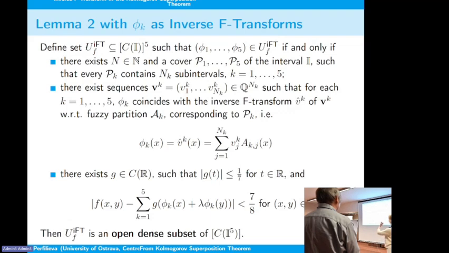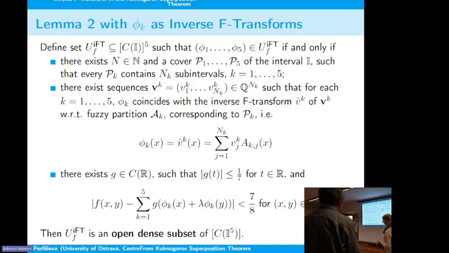But what is also important is that these functions, which have the form of the inverse F transform, also form an open dense subset in the corresponding sets of continuous functions. Therefore, we can replace what Kolmogorov proposed by this proposal. Actually, this is the conclusion of this construction: this new set is an open dense subset.